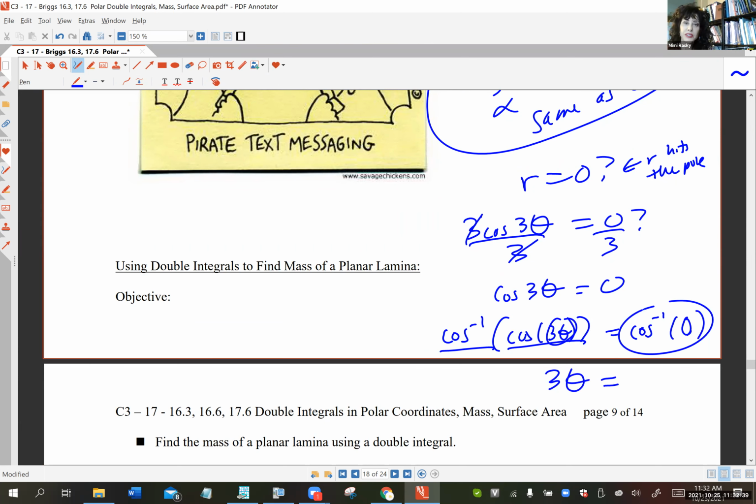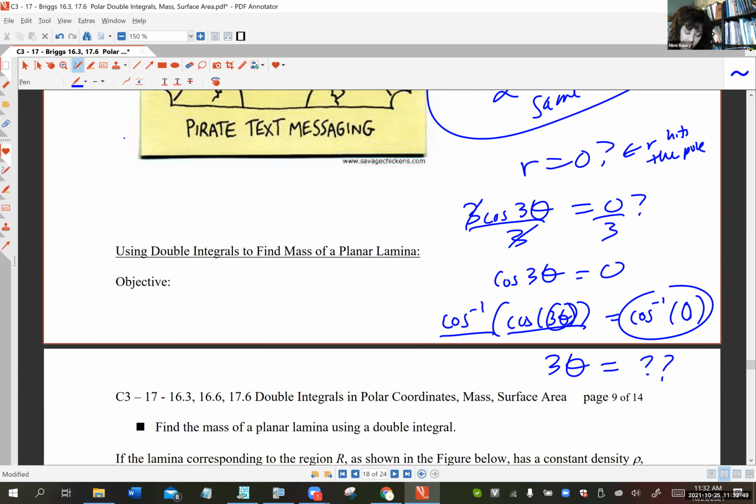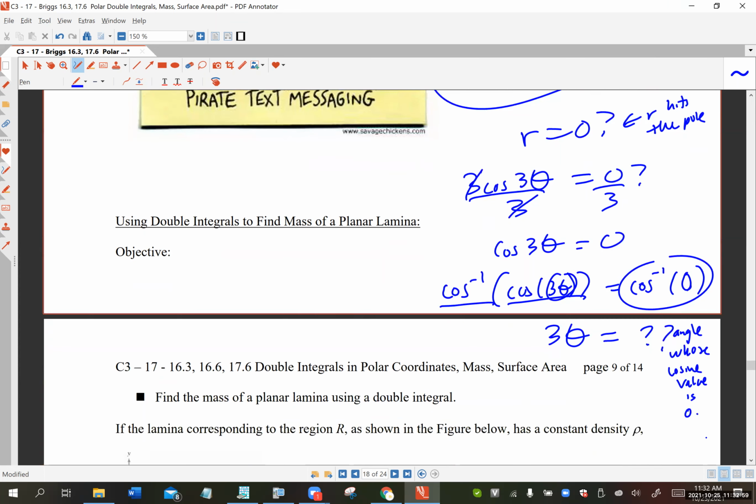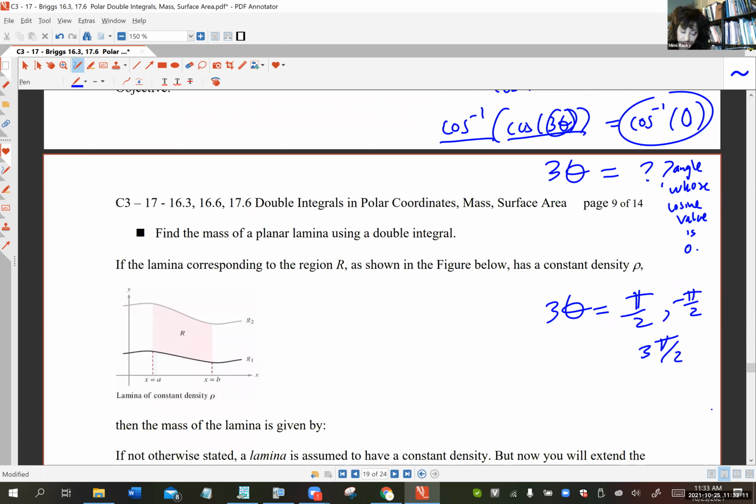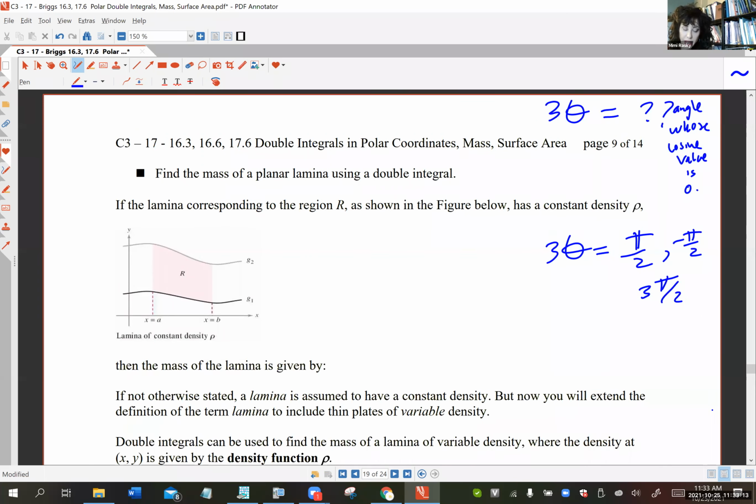Cos inverse of 0. This is a little bit interesting. Please don't say 0, because that's not quite right. What is the angle whose cosine value is 0? Pi halves. Yep, correct. And there's another one. How about negative pi halves? How about 3 pi halves? All of these are true. So I could have 3 answers. Okay, I'm going to go with 3 answers.